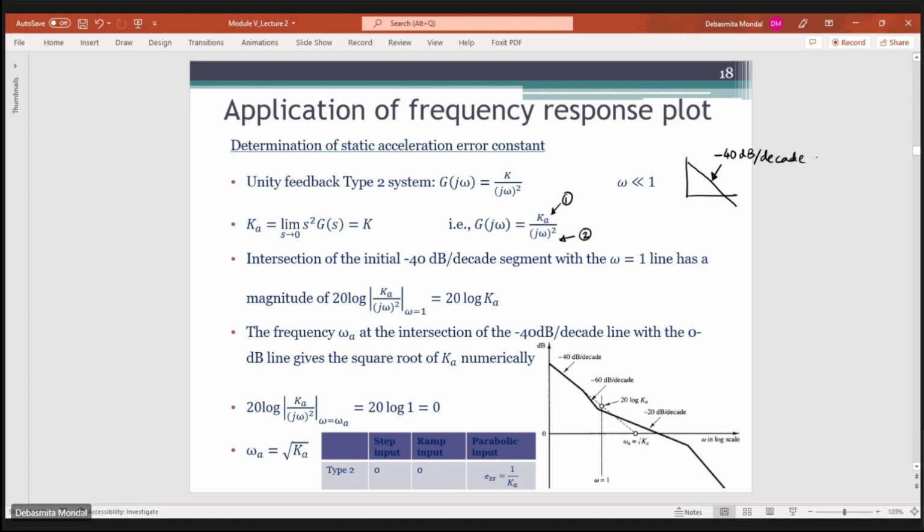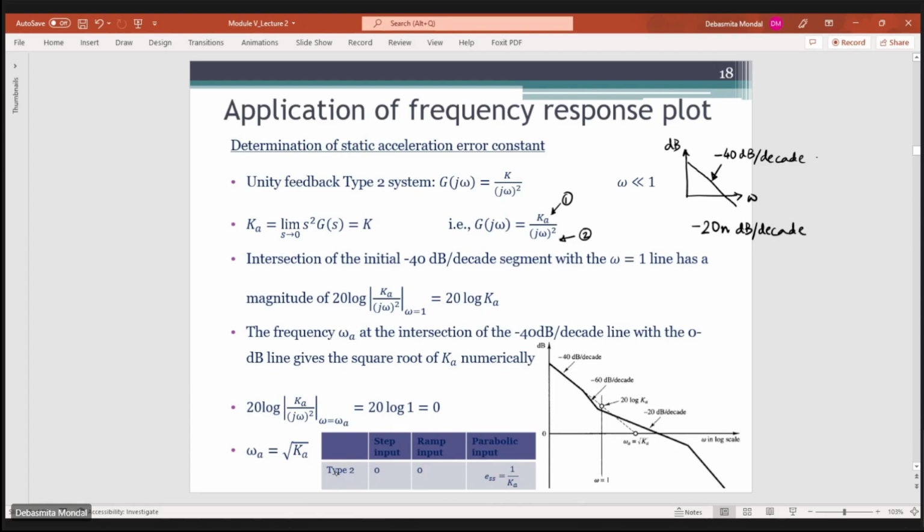Because if you remember, whenever we were talking about multiple poles at a certain location, that means in that case the slope of the straight line will be equal to minus 20n dB per decade, where n is the number of poles at that particular position. So here the value of n is equal to 2. So that means the initial slope will be minus 40 dB per decade.